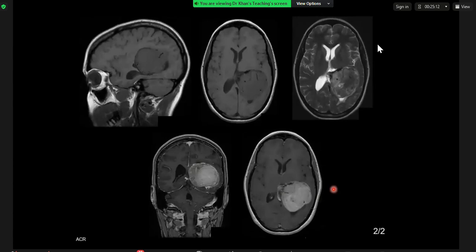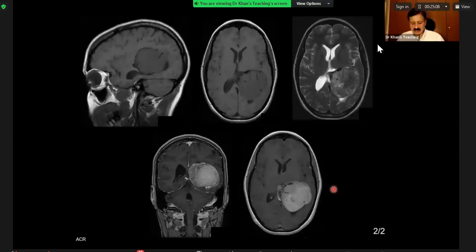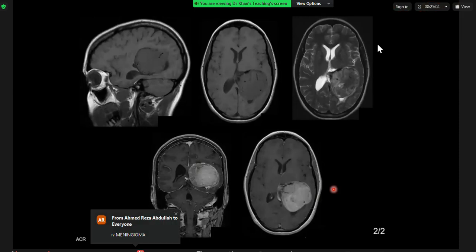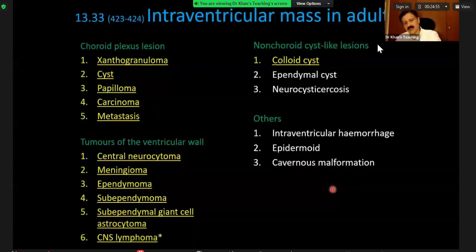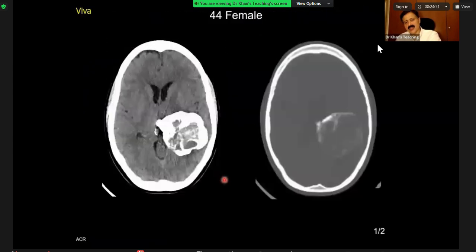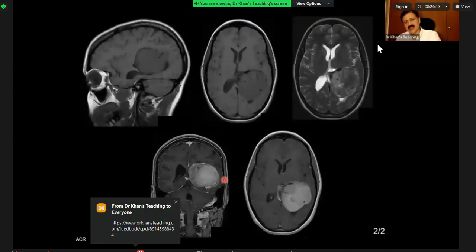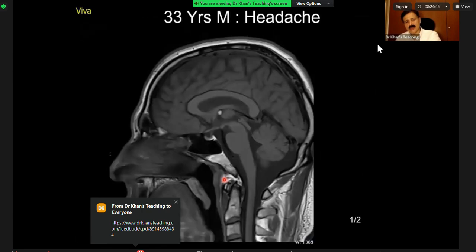So my differentials will include choroid plexus tumors. Look at the calcification. That is why I showed you the calcification. Intraventricular meningiomas. Excellent. So this is an intraventricular meningioma here. That is why I have shown you this case, that this is an intraventricular meningioma.